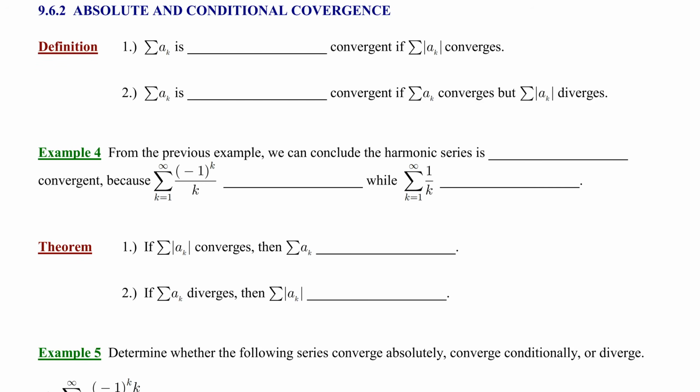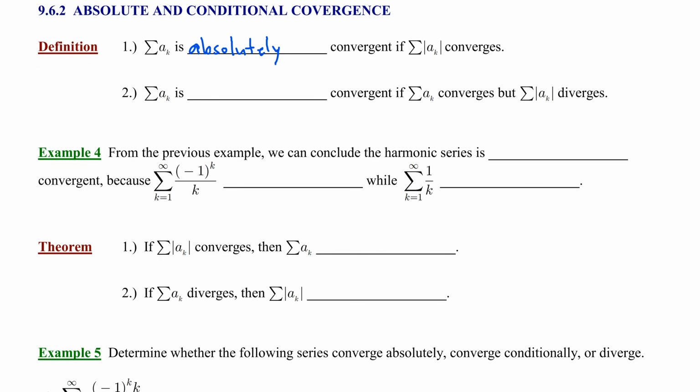The last topic we need to cover in our study of series is absolute and conditional convergence. Let's go ahead and define both of those terms. Number one, the series a sub k is absolutely convergent, provided the series of the absolute value of a sub k converges.